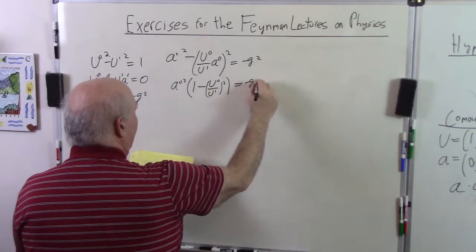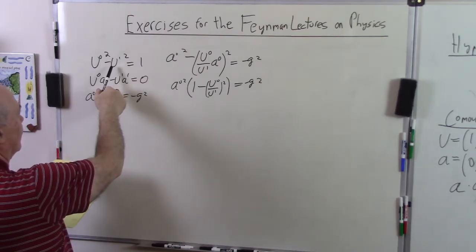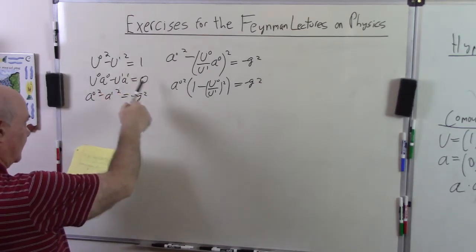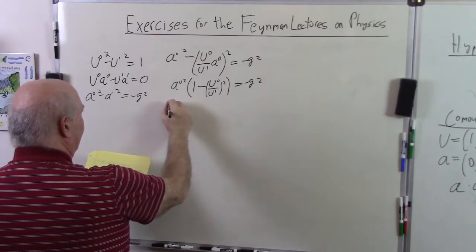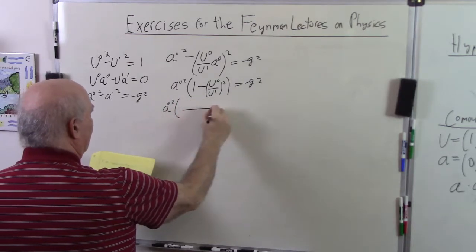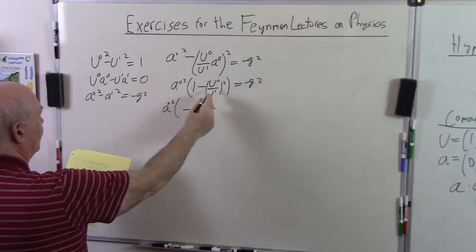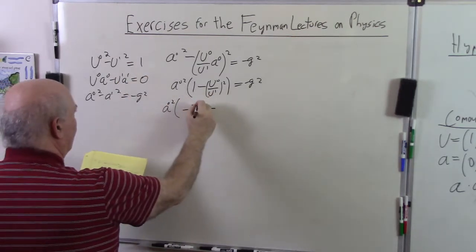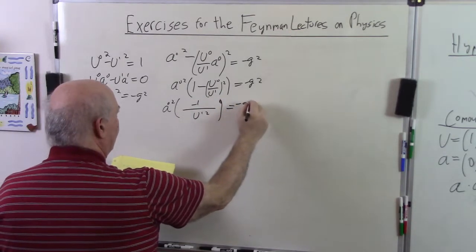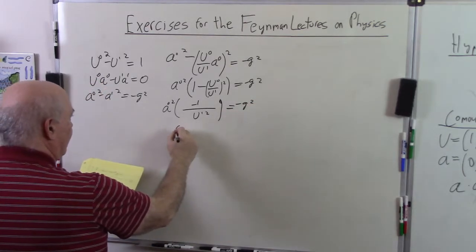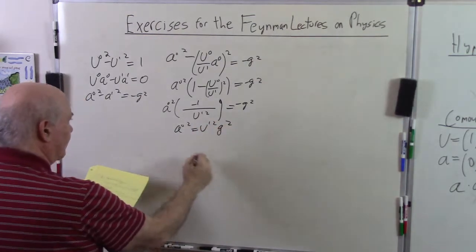If I divide this by u1 squared, well, let me just do it explicitly. I have a0 squared times, putting the u1 squared, u1 squared minus u0 squared, which is equal to minus 1. Sorry, it's equal to minus g squared. So I have a0 squared equal u1 squared g squared. Take the square root.